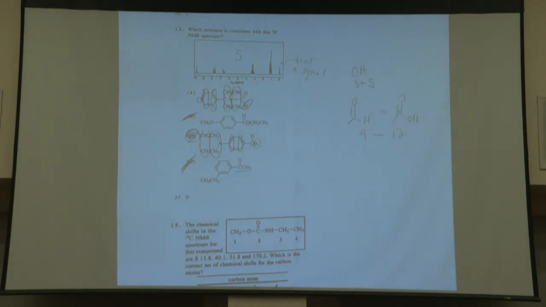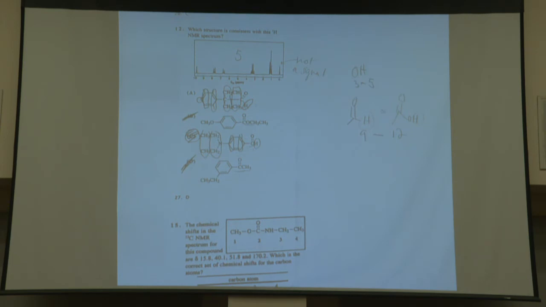Yes? Why did I circle the H's on the nitrogen? Why do you circle the H's? Just to show that that was what's giving rise to the signal. Those H's, whether it be on the aldehyde or the carboxylic acid, are what's giving you that 9 to 12 signal. It's that H or that OH.